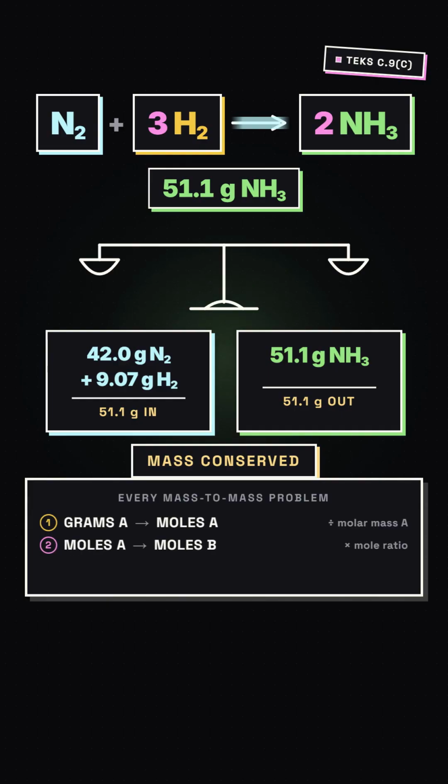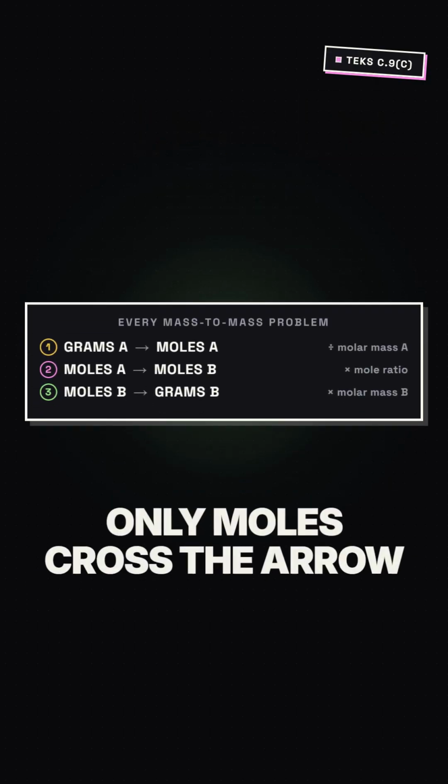But the grams only balance because you routed them through the moles. Grams, moles, ratio, moles, grams. Only moles cross the arrow.